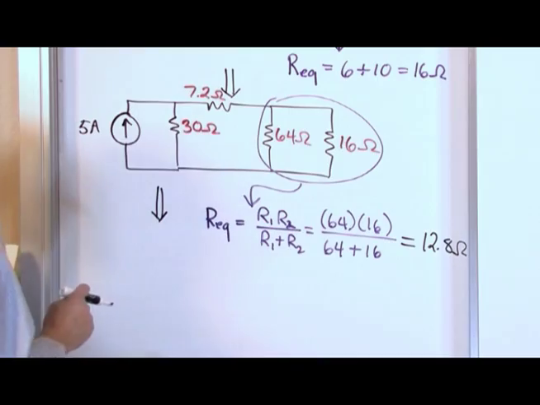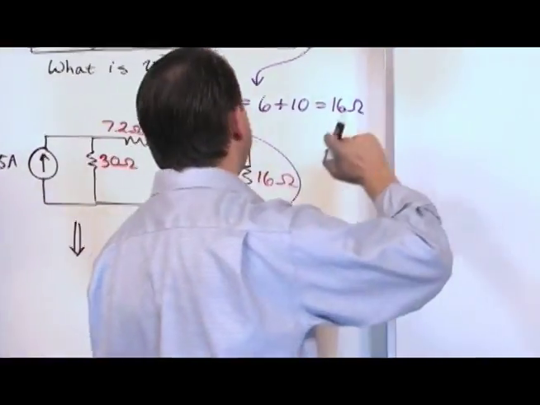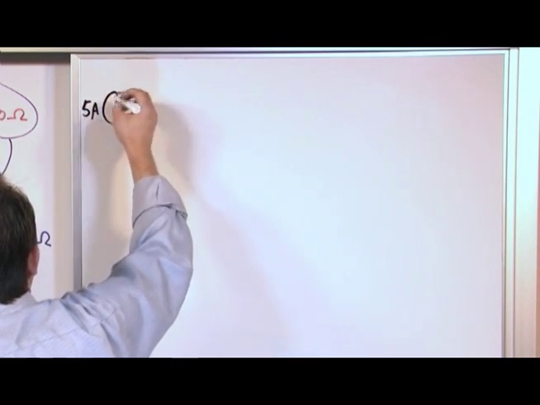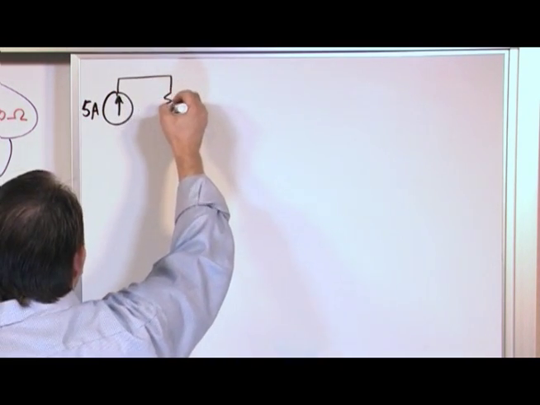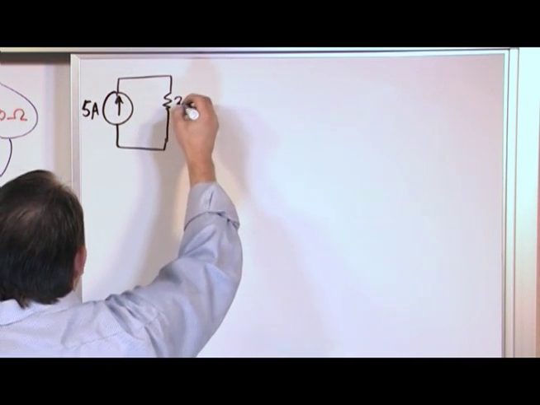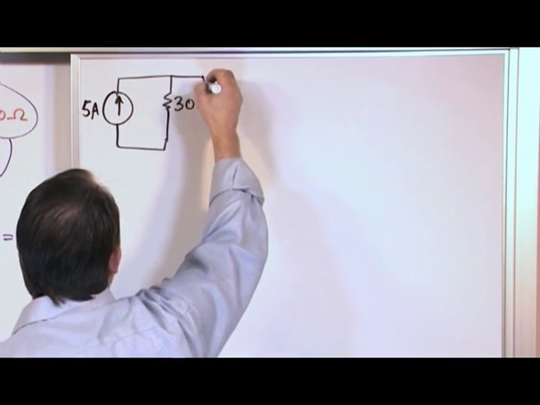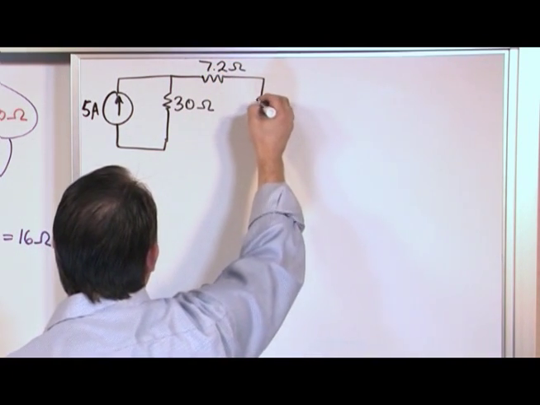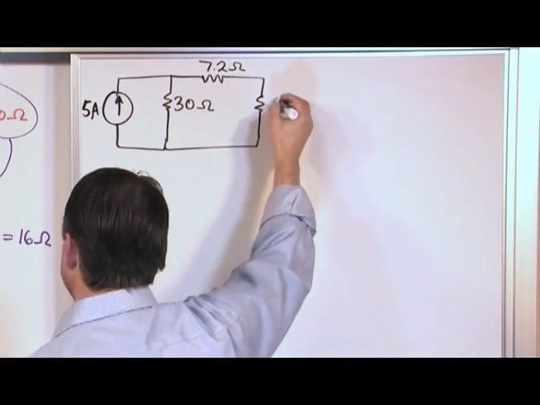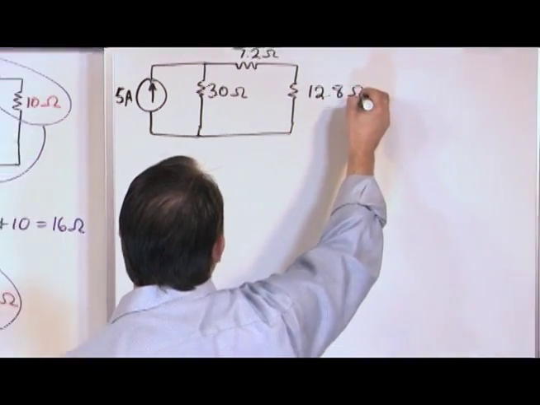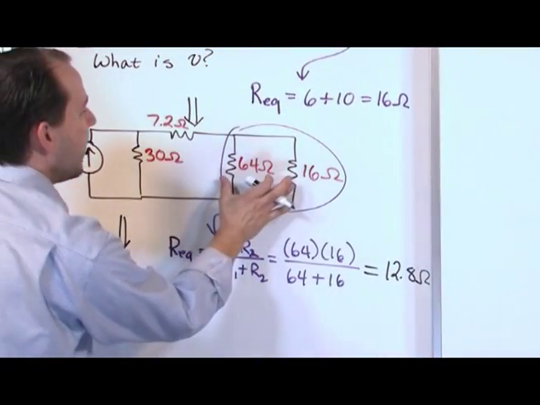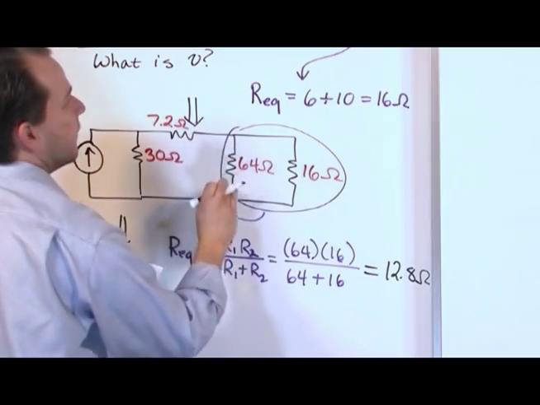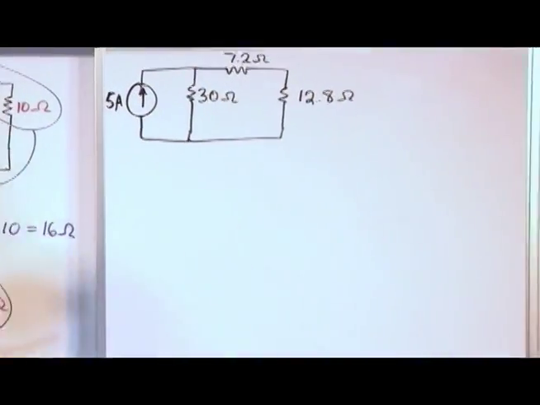Let's redraw it over here just so we have room. We'll have the current source, with the 5 amps going up here. Now we have the 30 ohm resistor right here, so we'll write 30 ohms. We still have the 7.2 ohm resistor here, but what we're left with after this simplification is 12.8 ohms. Make sure you understand that. Once we combine these, they live in one single resistor, which is now coming down like this, right on the tail end of the 7.2 ohm resistor.